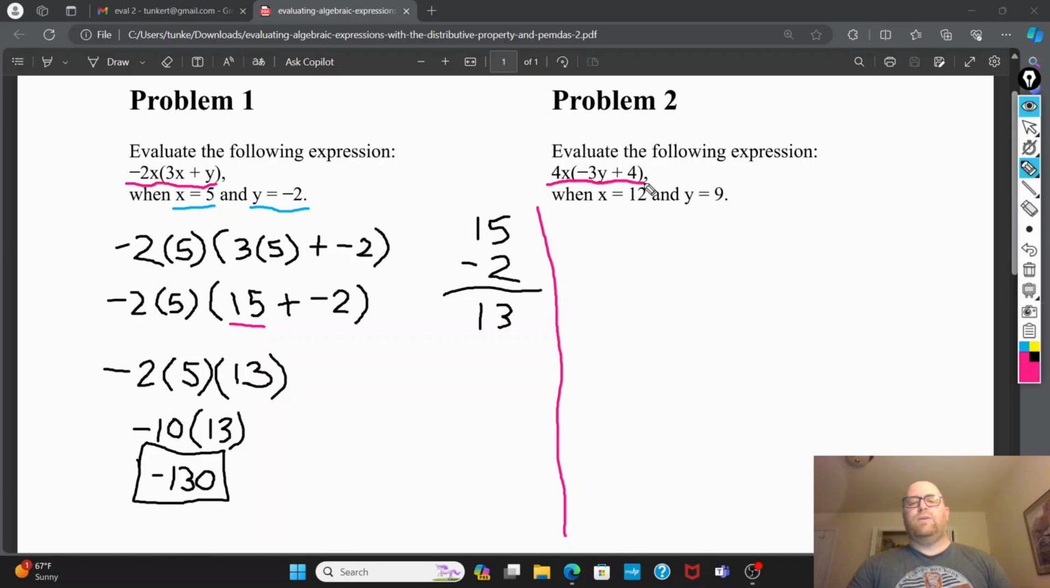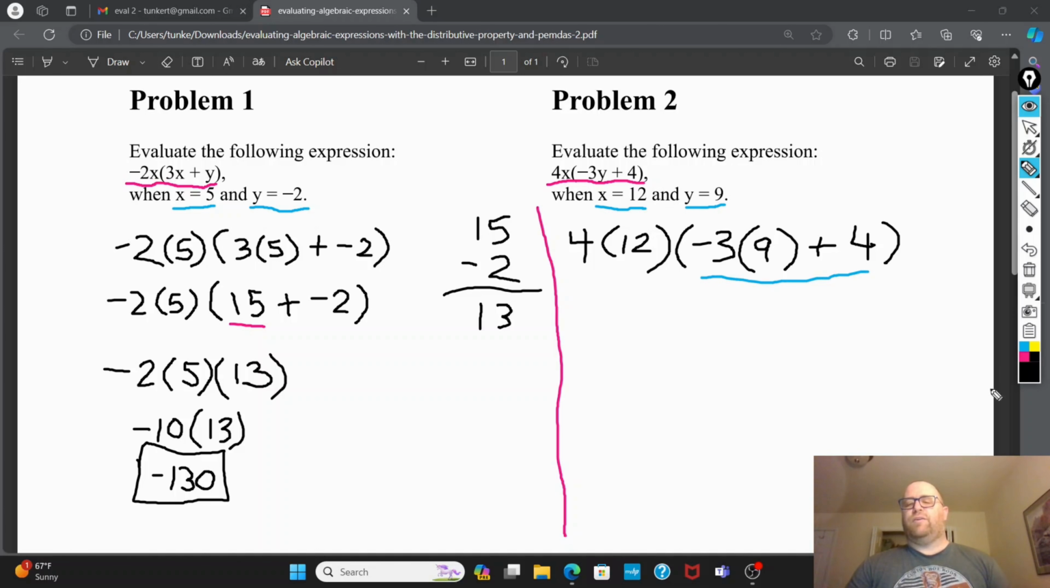So we're going to do 4x times negative 3y plus 4, when x is equal to 12 and y is equal to 9. So what I'm going to do is plug in. So I'm going to do 4 times 12 times negative 3 times 9 plus 4. Okay, so we're going to evaluate this inner parentheses first, and then we'll move on with the rest of the problem. So we still got 4 times 12 on the outside.